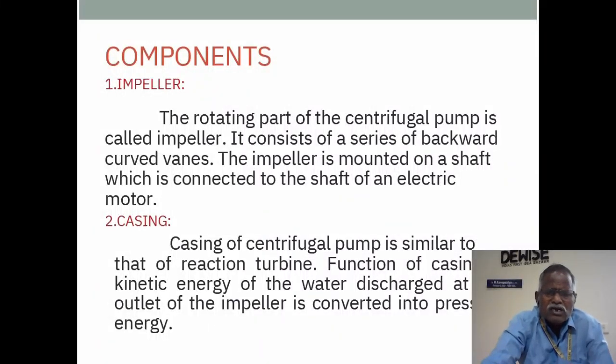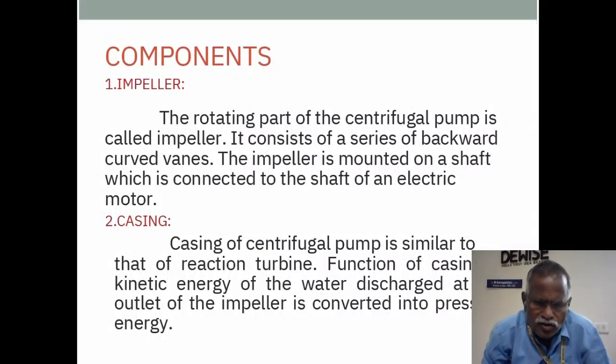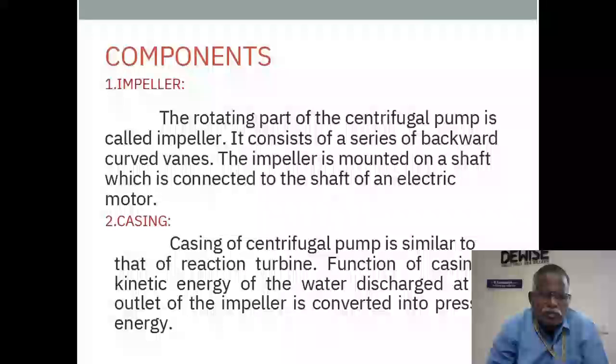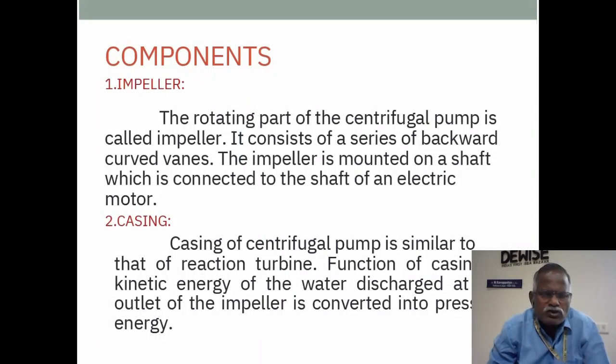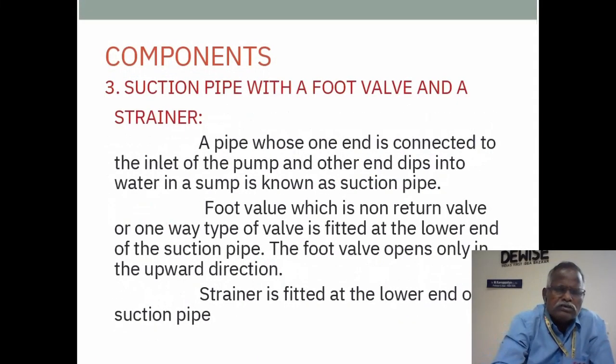Next, the casing. The casing of a centrifugal pump is similar to that of turbines. The function of the casing is that the kinetic energy of the water discharged at the outlet of the impeller is converted into pressure energy. Already I told you the casing is the conversion of kinetic energy into pressure energy.